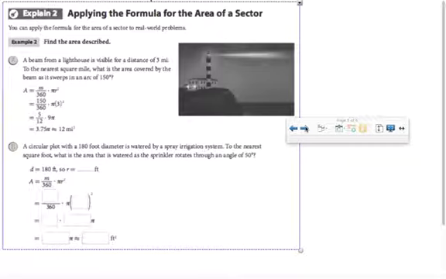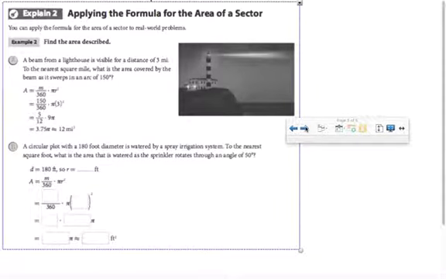So let's see how we can use this in real-world problems. In example 2, we have a beam from a lighthouse, and they're asking us what is the area covered by the beam as it sweeps an arc of 150 degrees. And so we have the 150 over 360 reduces to 5/12 times the area of the circle is 9 pi, and then they evaluated that.